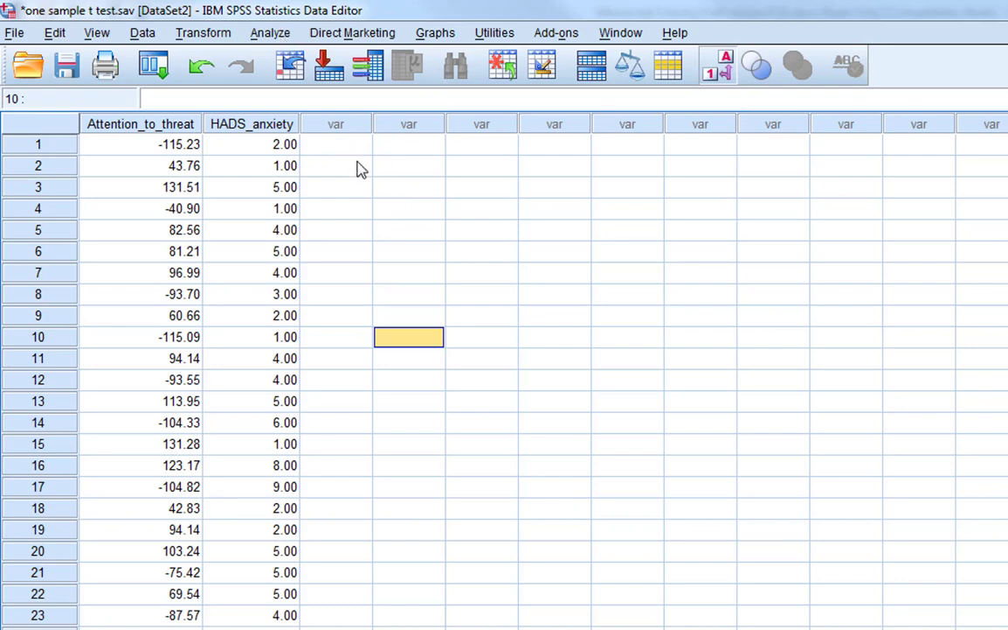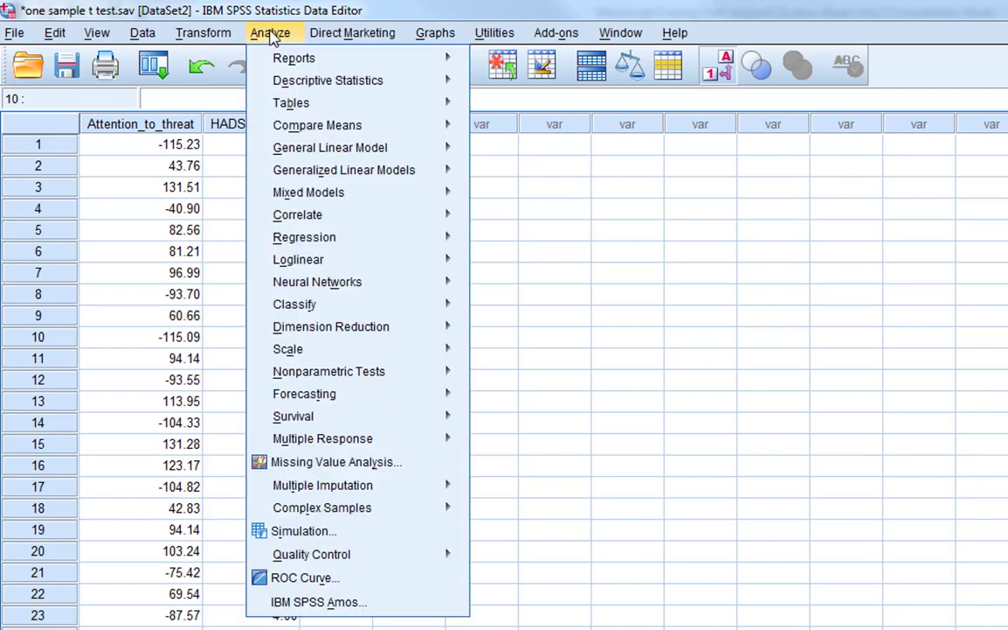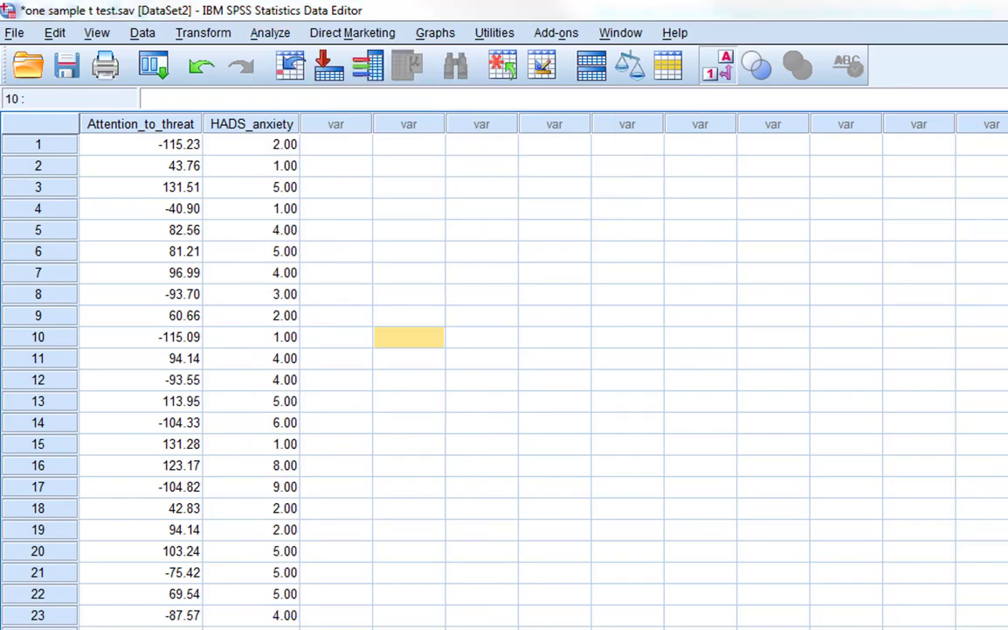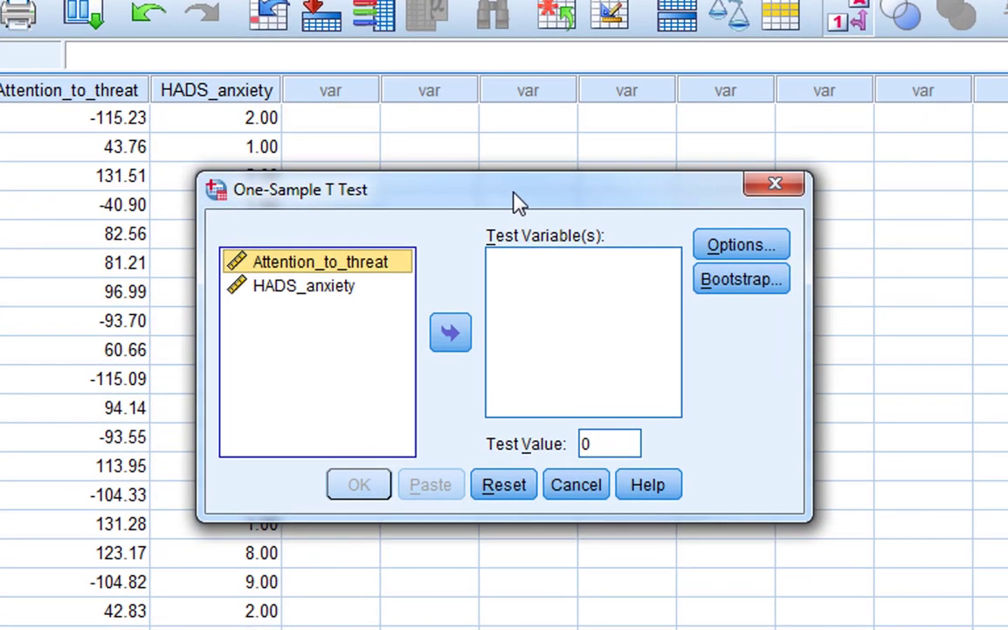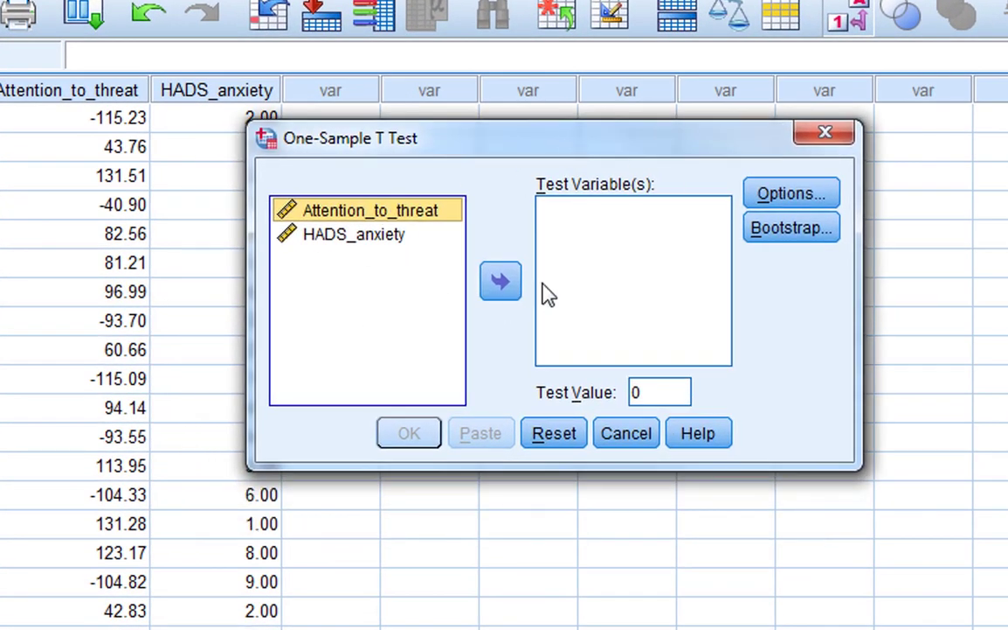So running a one sample t-test is a relatively straightforward procedure. You go to Analyze, Compare Means, and then One-Sample T Test. And this is your one sample t-test window. We're going to look at each one separately. We're not going to put multiple variables into this, and you'll see why when I do the next example. So what we're going to look at first is attention to threat.